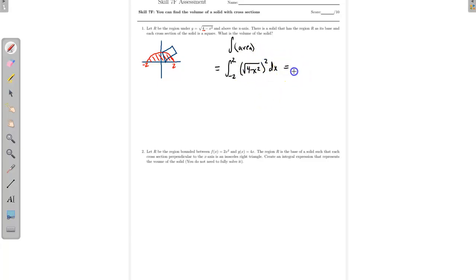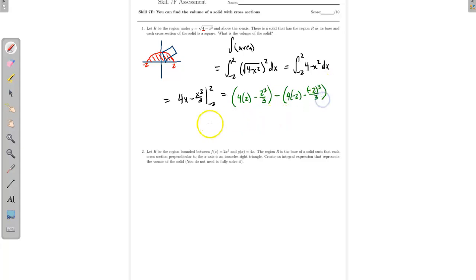And we can simplify first. The square root cancels. And now I can do antiderivatives first. So I take the antiderivative of this. Then I'm going to plug in 2 first. I'm going to subtract when I plug in negative 2. And then just try to simplify.